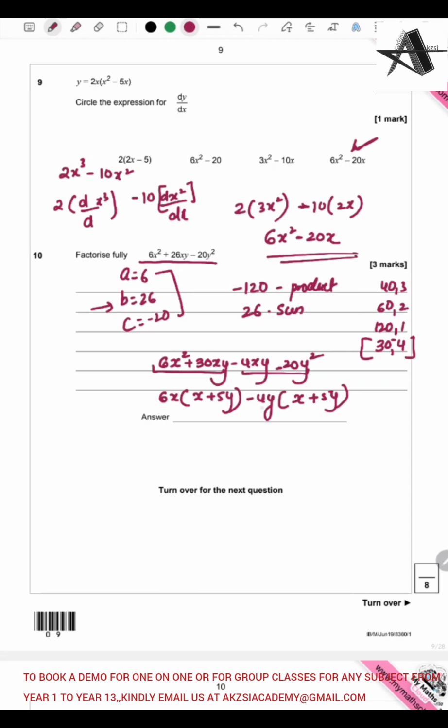Same thing, now in these two terms x plus 5y is common, so x plus 5y, and remaining is now 6x inside the bracket and negative 4y. So this is how we can factorize. So final answer is x plus 5y times 6x minus 4y. Moving on to the next one.